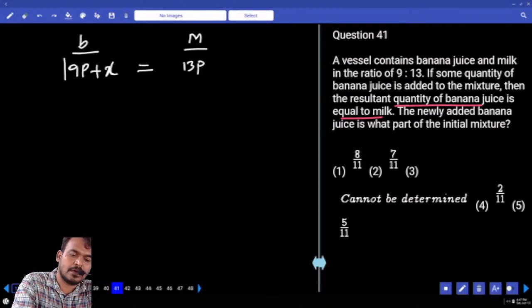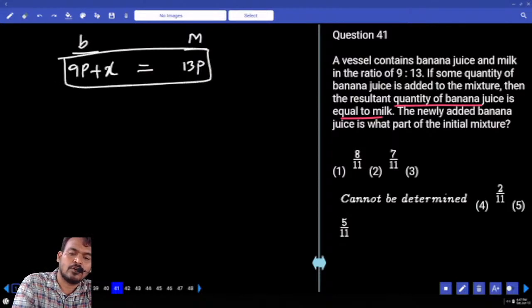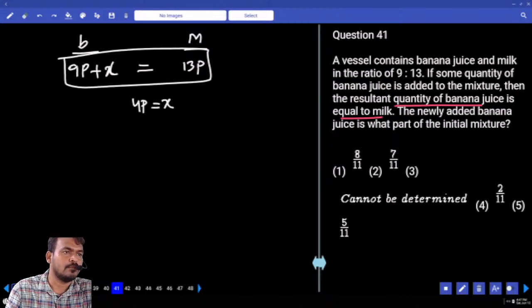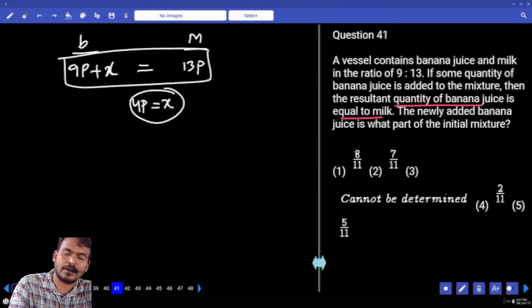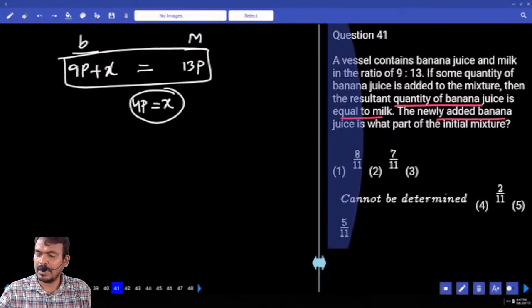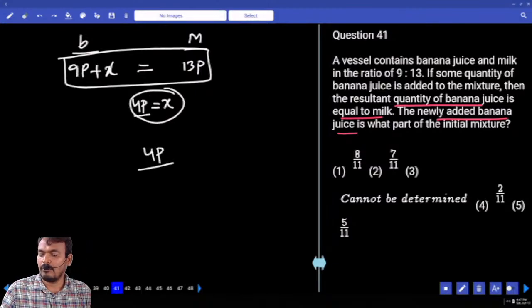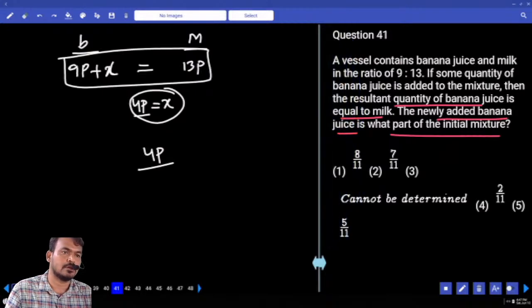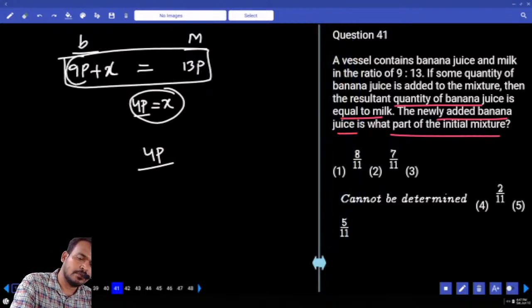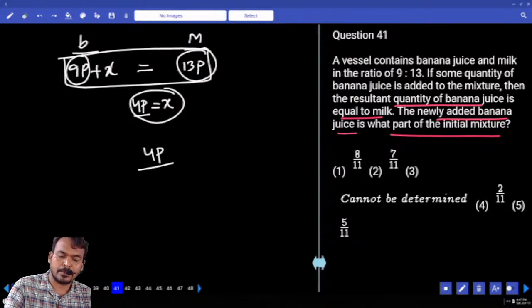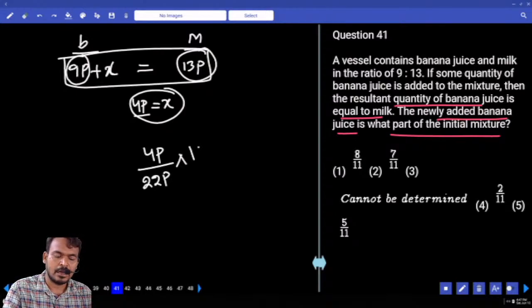How many parts is the difference? 4 parts. What is the value of the 4 parts? x. Okay. Means the added quantity is how many parts? 4 parts. What is the question here? The newly added banana juice, how many parts are added? 4 parts. Upon which one? What part of the initial mixture? Initial mixture means 9 parts plus 13, how many parts? 22 parts. Multiplied by 100.